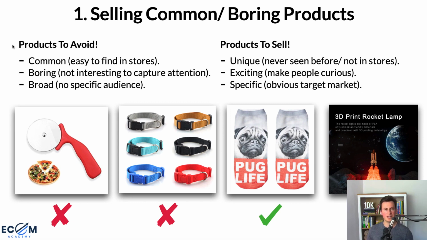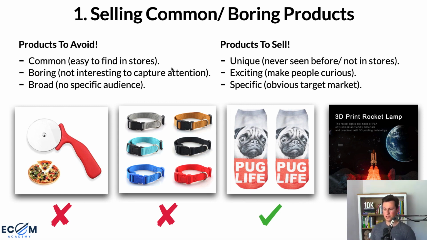Plus it's going to be difficult to capture people's attention with a simple pizza roller. Product number 2 is this dog collar. These dog collars had over 20,000 orders on AliExpress, but in my opinion they're not a good product to try and dropship and sell on Facebook because it's just a boring product. It kind of applies to everybody. It applies to dog owners and cat owners. There's nothing that interesting about them.